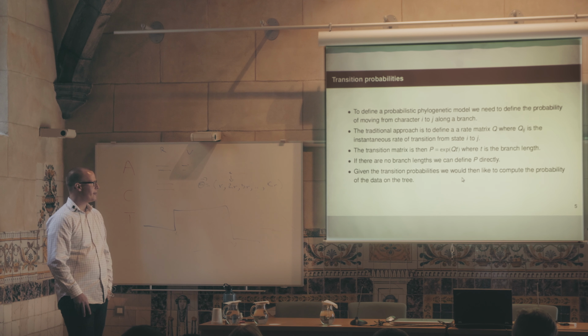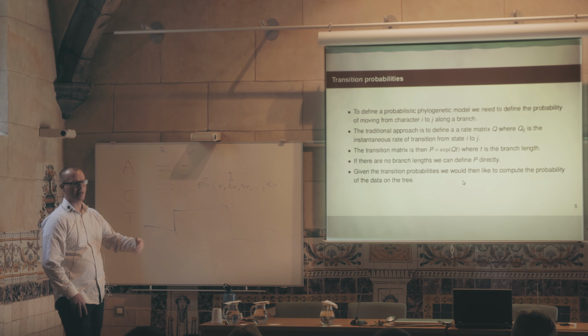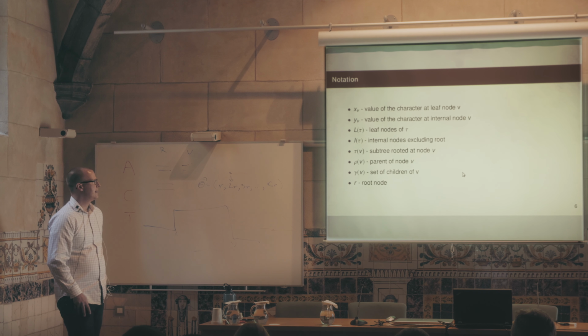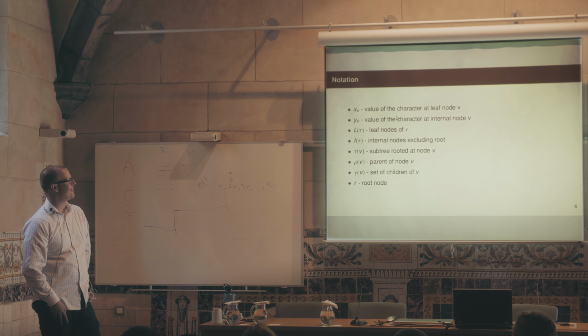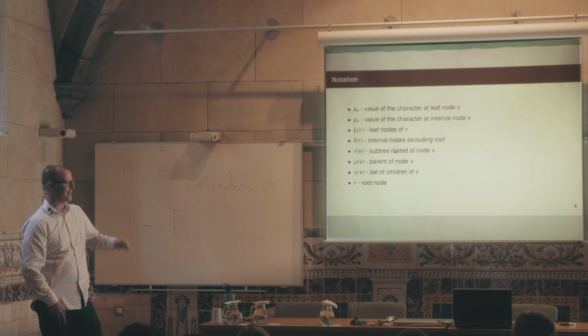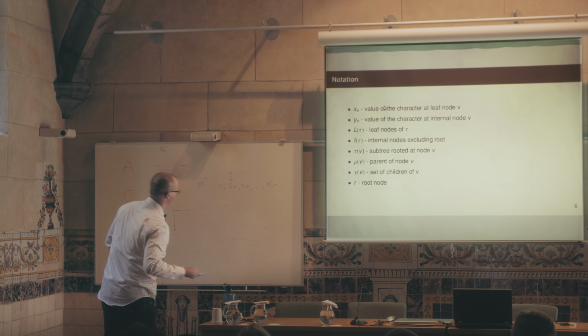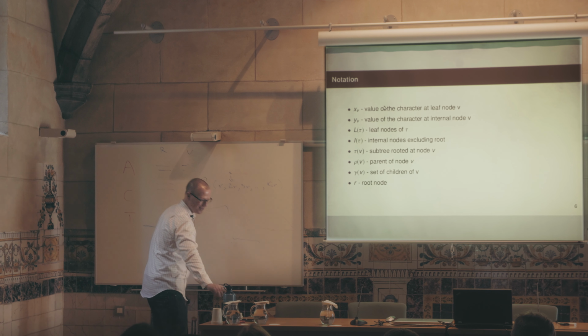Now, given the transition probabilities, what we'd like to then do is compute the probability of the data. The problem with phylogenetics is the notation is a little tedious, but the ideas are pretty simple. We're going to have a lot of things here, but the idea is pretty easy. So we have x_v, which are the values of the characters at the leaf nodes. Y is the value of the characters at the internal nodes. L of tau is the set of leaf nodes. Big I of tau is the internal nodes, excluding the root. Tau of v is a subtree rooted at v. So, just so everyone's on the same page with this.